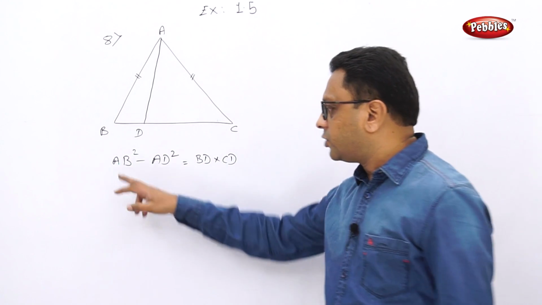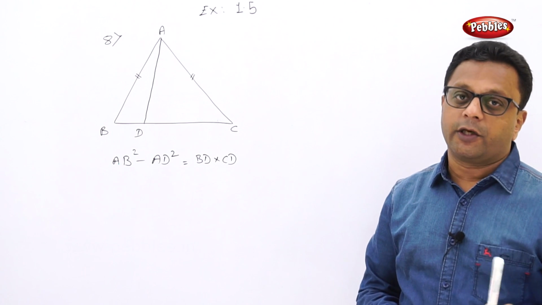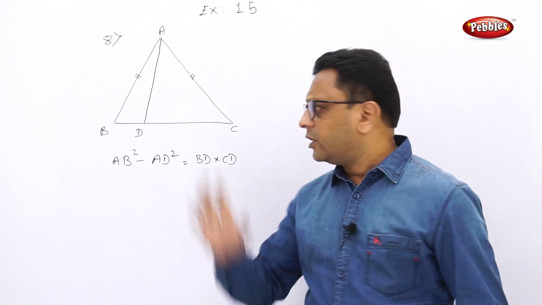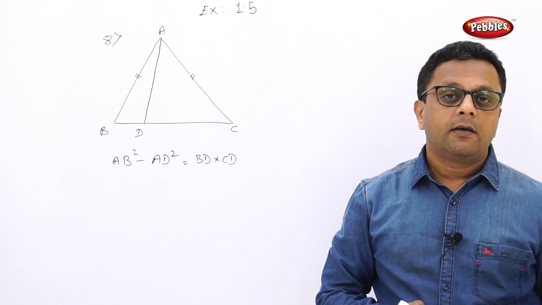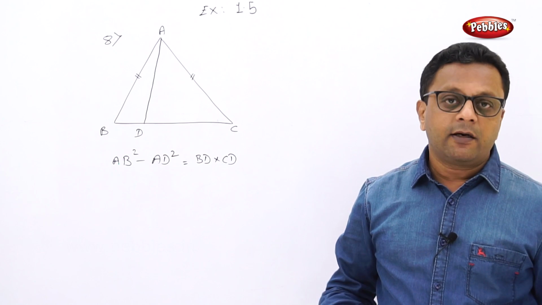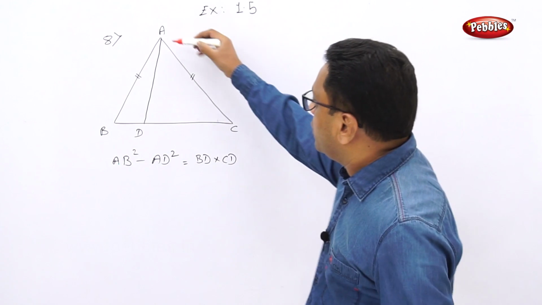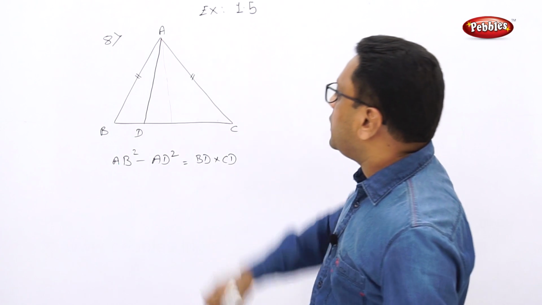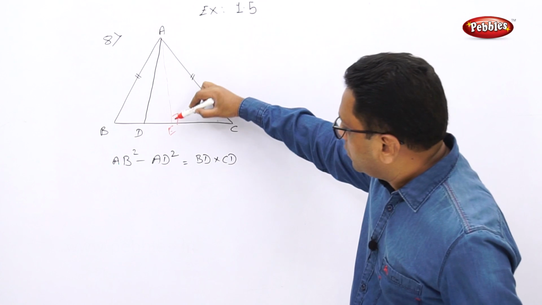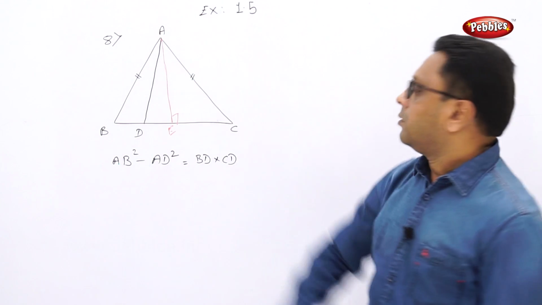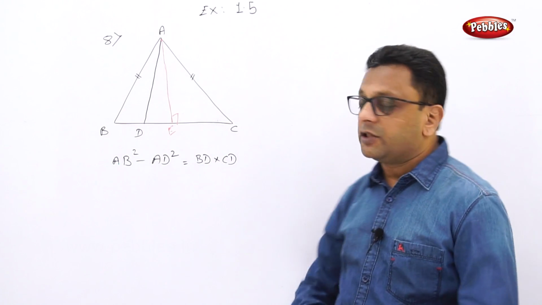First of all, as soon as you see AB square, you must understand that you have to use the Pythagoras theorem at some point in this problem. But for AB or AD to become a hypotenuse, what do you require? A right angle triangle. So let us construct, let us draw the right angle triangle. I will draw this E, which is a right angle. Let this be the altitude from A on BC.